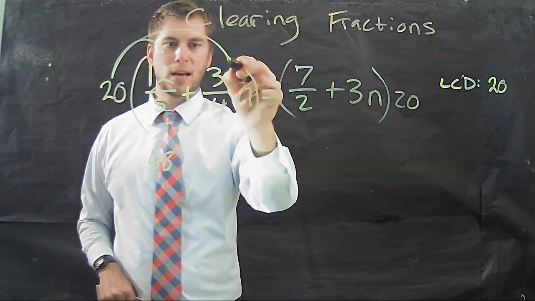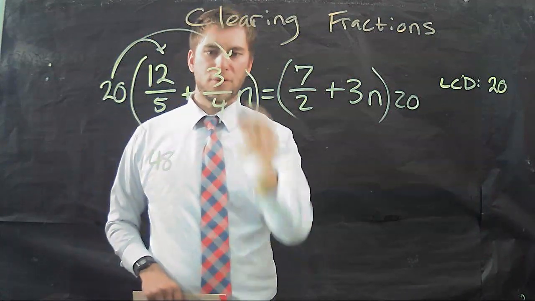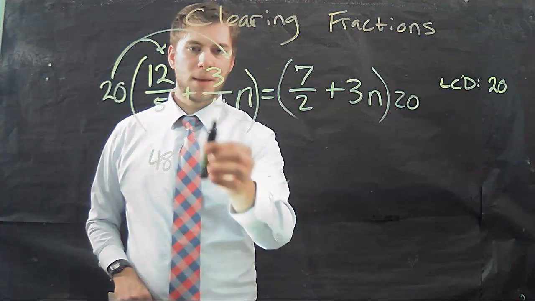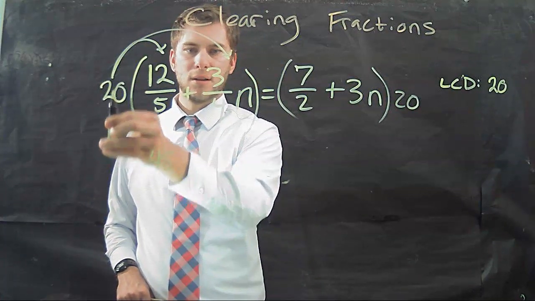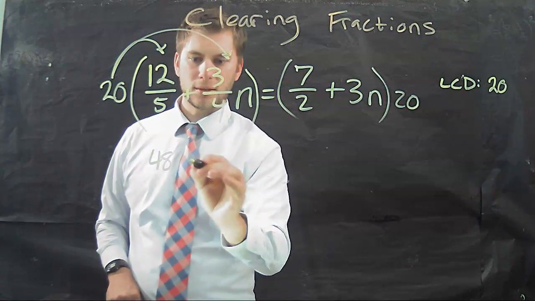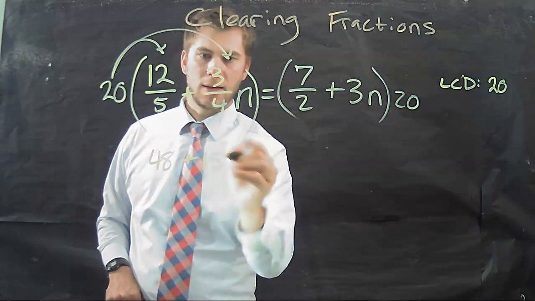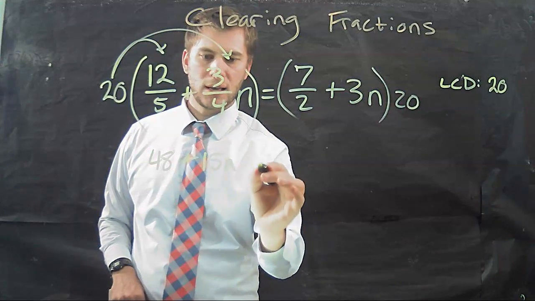Now let's do 20 times 3/4 n. All right, let's take that denominator. How many times does it go into 20? 4 goes into 20 5 times. 5 times 3 is 15. So that's going to be 15, and don't forget the variable part, 15n.